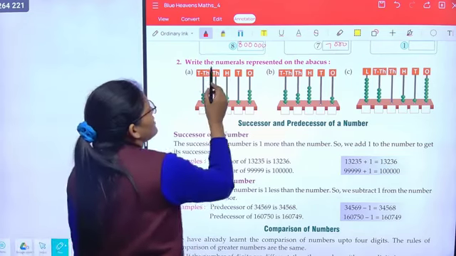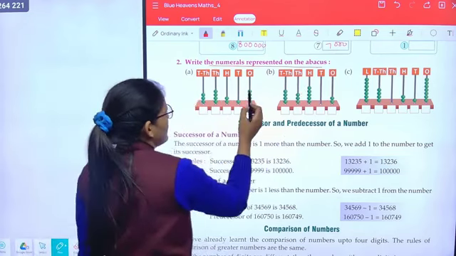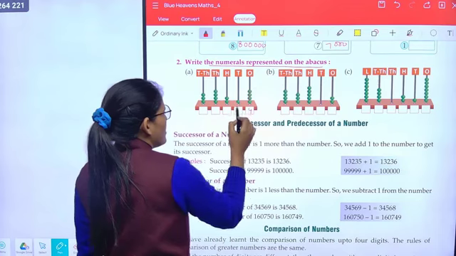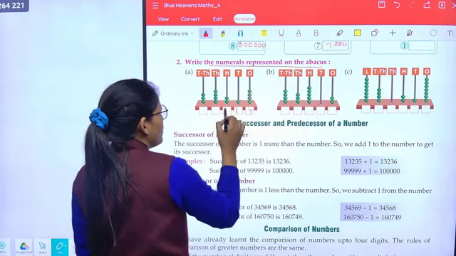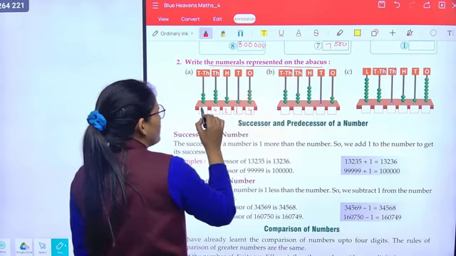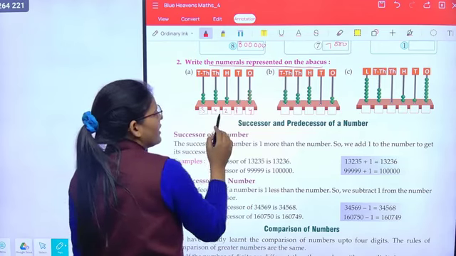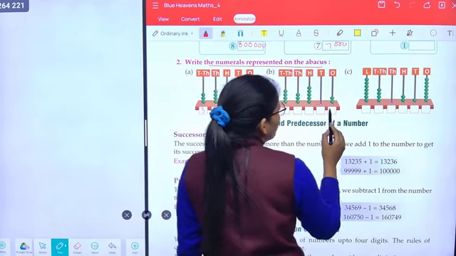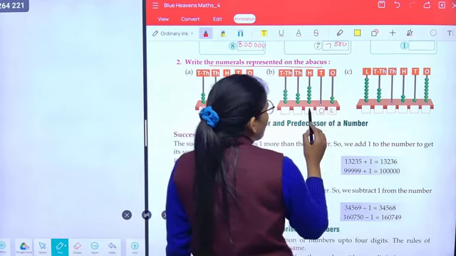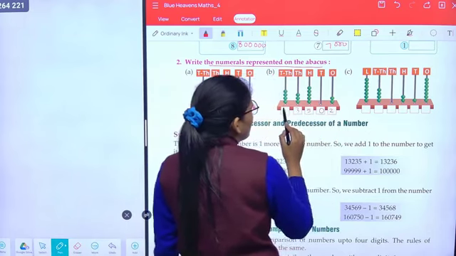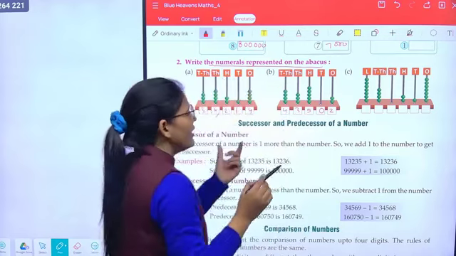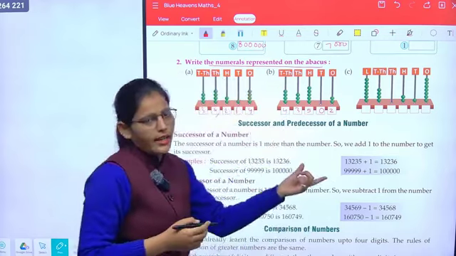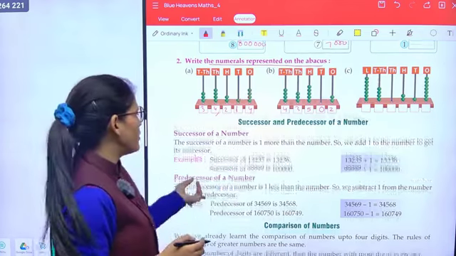Now write the numerals represented on the abacus. Now it is 4, 1, 2, 4, 3. Understand class? 34,214. Now 2, 0, 5, 3, 4. Understand? You have to count them and write them. Rest of the parts, do yourself.